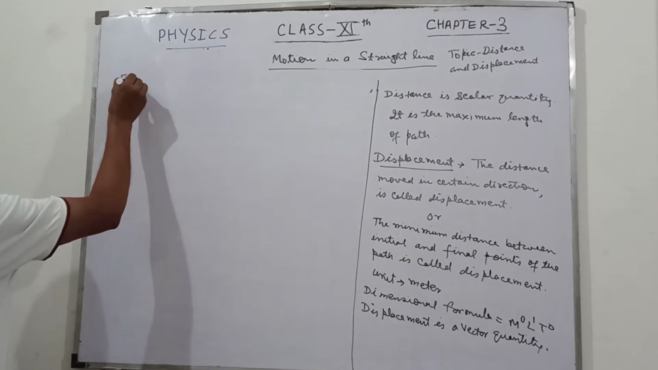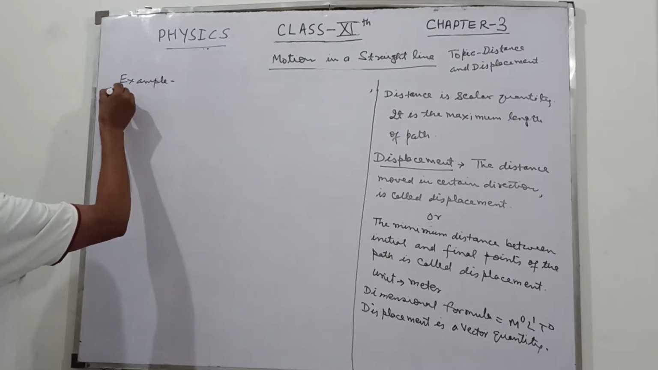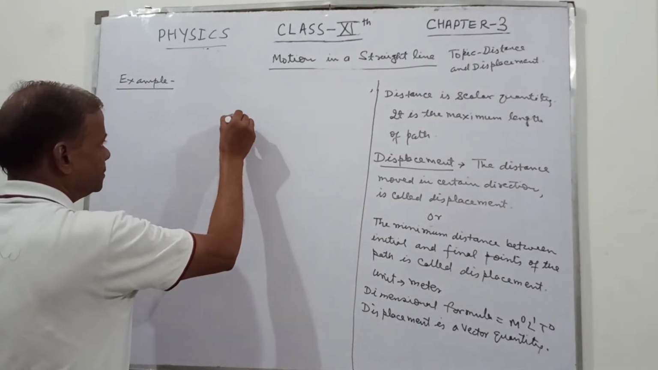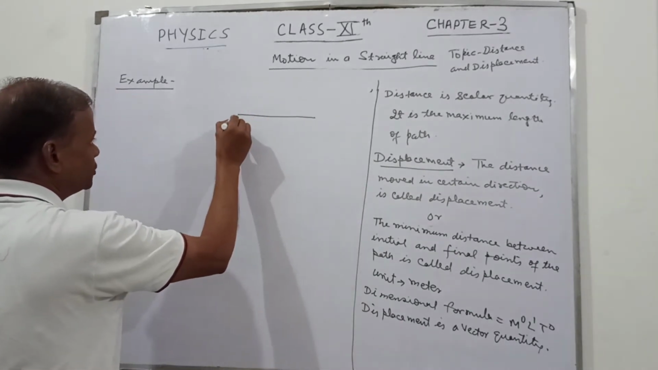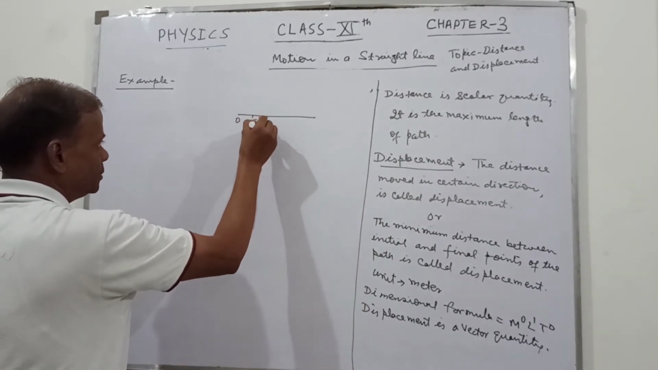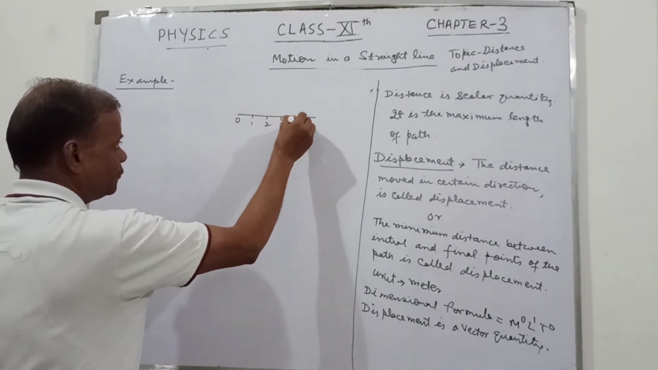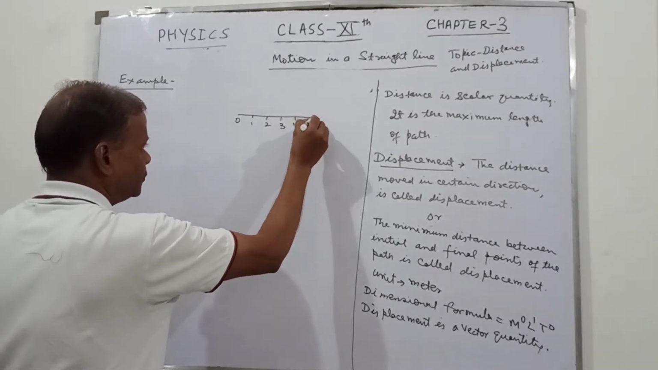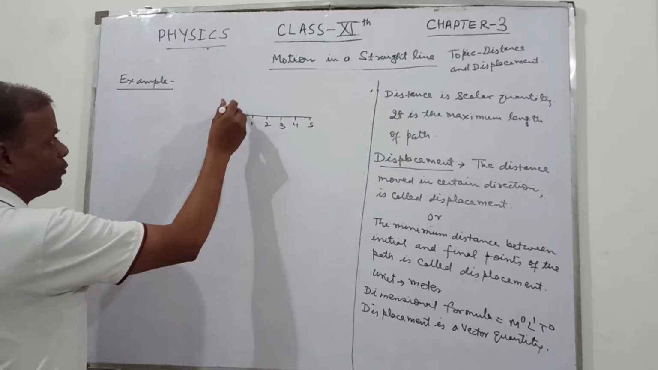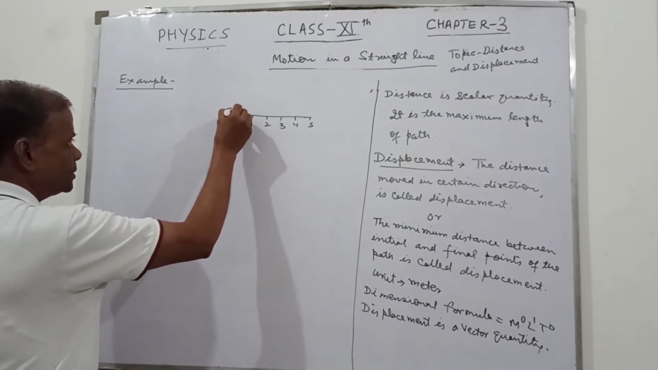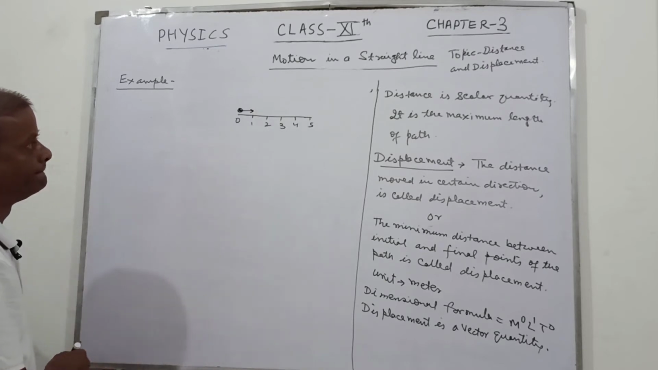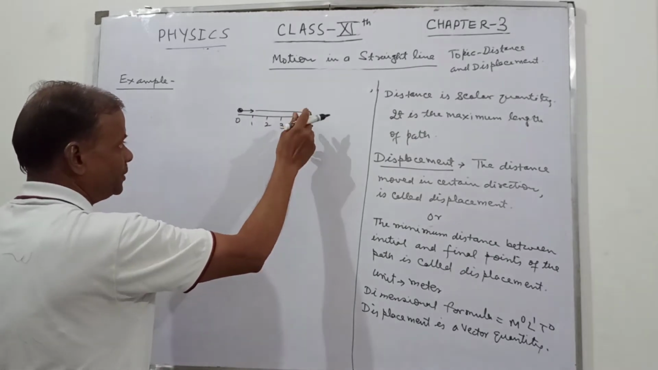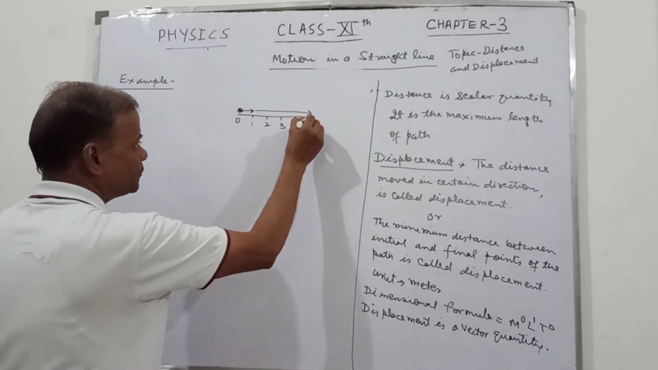Example. This is a path. Suppose this is 0, this is 1, this is 2, this is 3, this is 4, and this is 5. An object moves from here, and then it goes up to this point. This is O, and the final point is P.